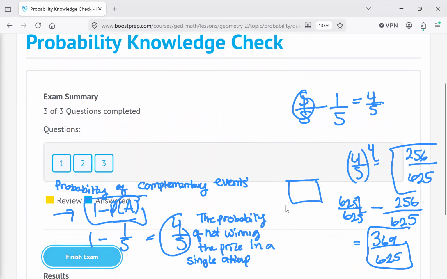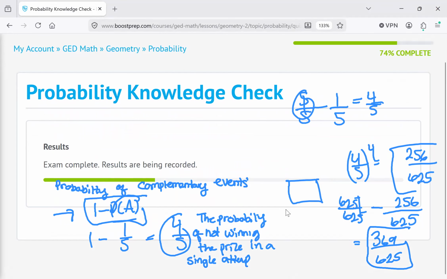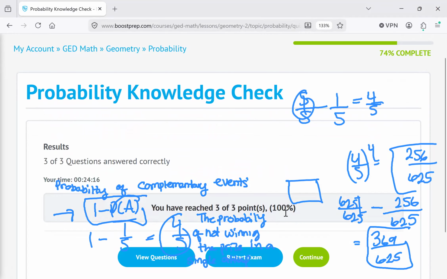Let's check the work. Perfect. Okay, so this was a small introduction to probability. If you wrote down those formulas, you should be good to go. Okay, I'm going to stop here.